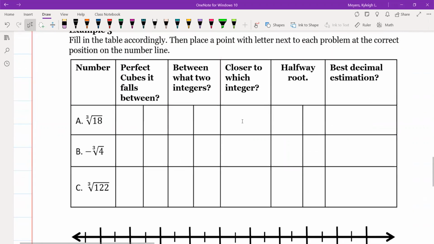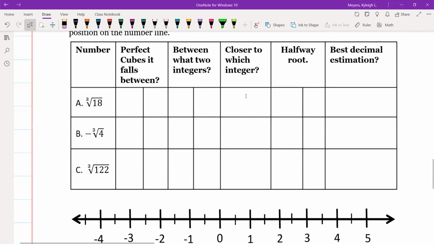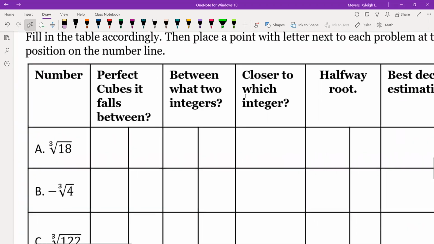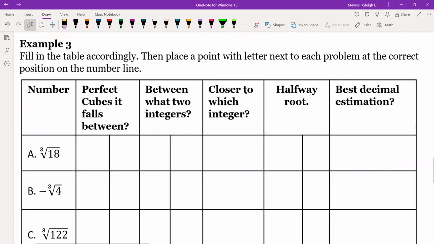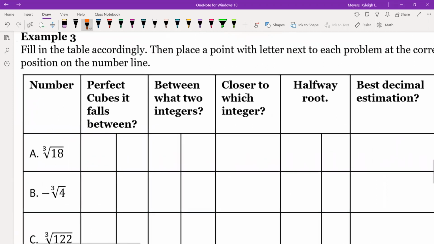Okay, so I want you to try those three on your own, well, just kidding. We'll do the first one together. Okay, so the cube root of 18 falls between the cube root of 8 and the cube root of 27, which are 2 and 3 respectively. 18 is 10 away from 8, but only 9 away from 27. So it's closer to 3.